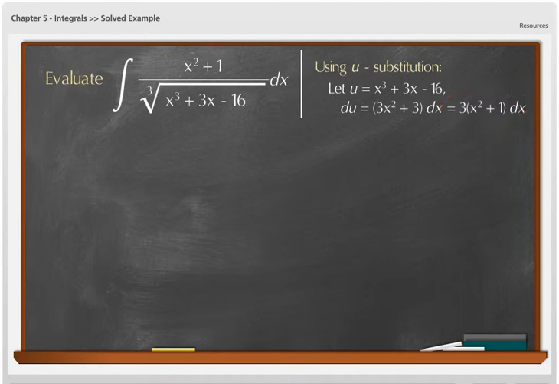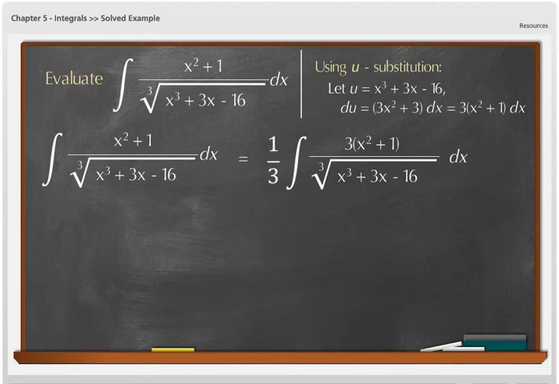Now remember, part of this derivative you already have in your integral. X squared plus 1 times dx already exists there. You're only missing the constant 3, but that's not a big deal. You could multiply and divide by the constant 3. Therefore, your integral is going to be equal to 1/3 outside the integral, then the integral of 3 times (x squared plus 1) divided by the cubic root of (x cubed plus 3x minus 16) dx.